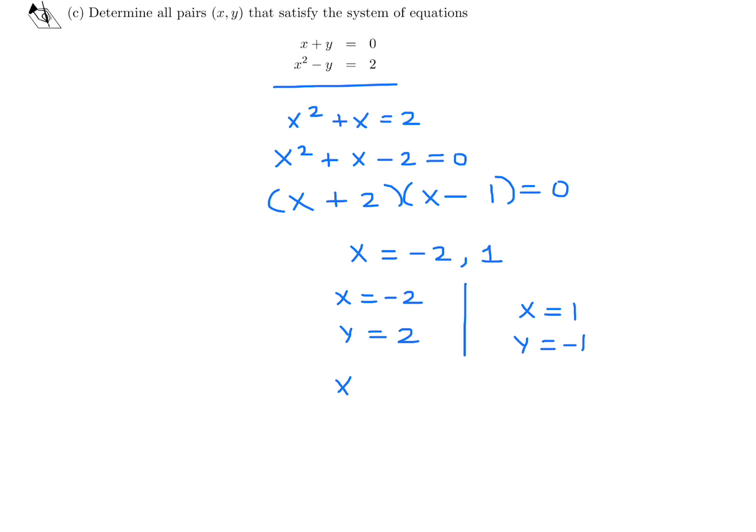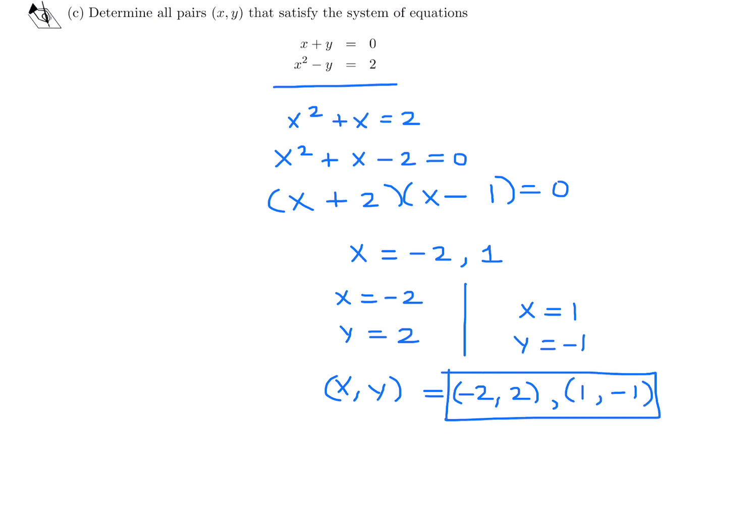So my pairs x, y are negative 2, 2. That's the first one. And another one is 1, negative 1. And there you go. Negative 2, 2, and 1, negative 1.